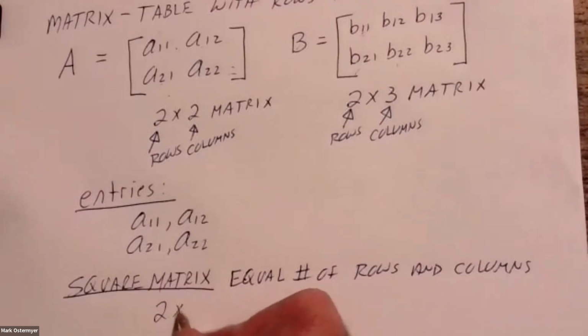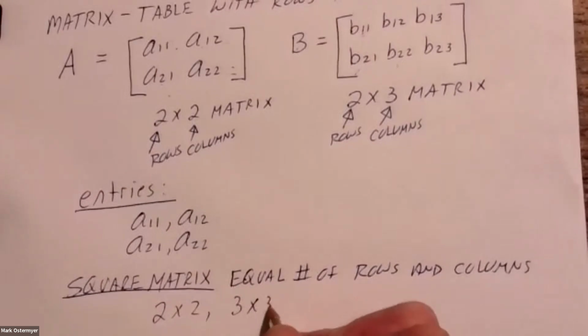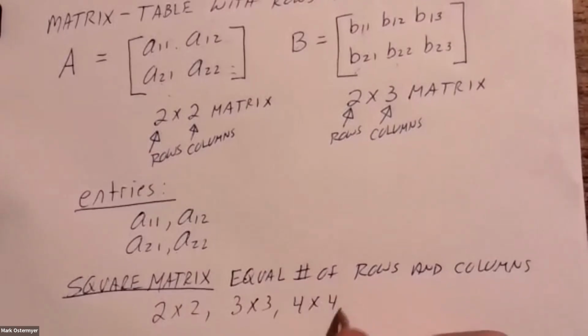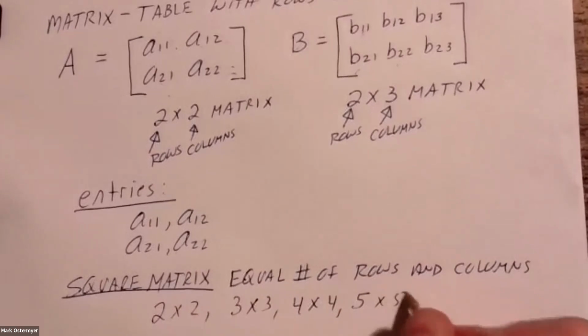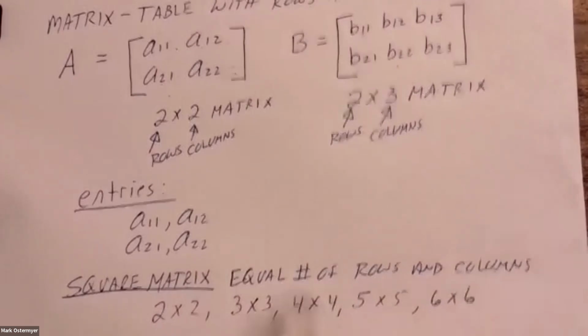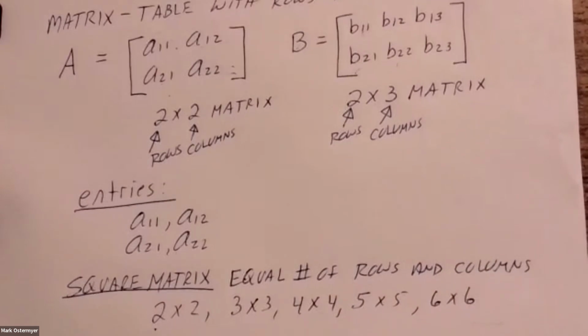So like a 2 by 2 matrix is a square matrix, a 3 by 3, 4 by 4, 5 by 5, 6 by 6. These are all square matrices because they have the same number of rows and columns. And square matrices become important a little later on in this chapter when we start finding the inverse of a matrix and solving systems by using what's called matrix inversion.